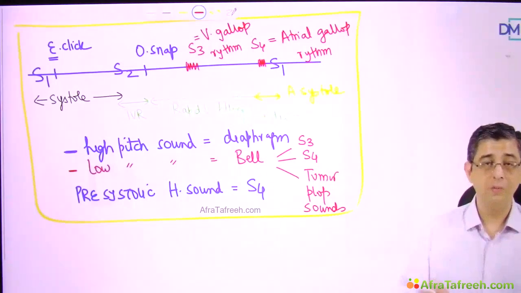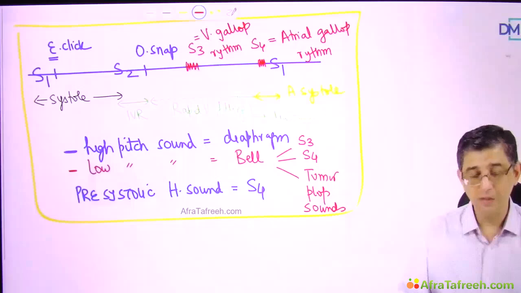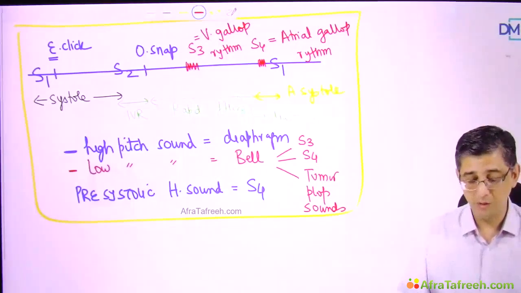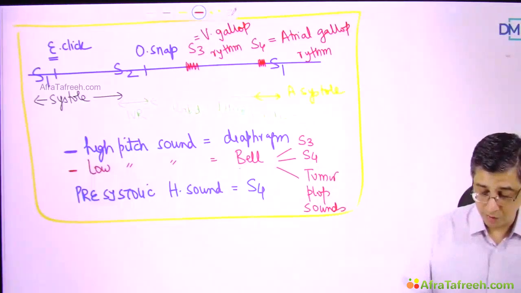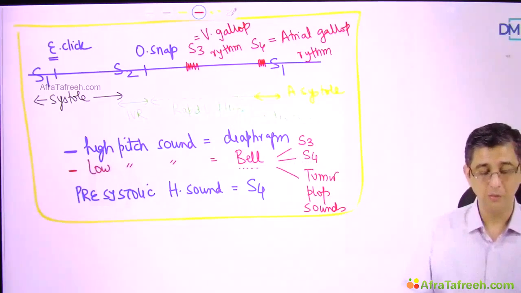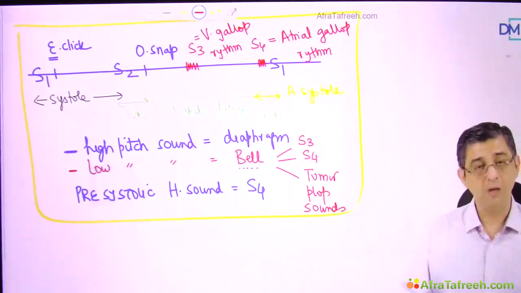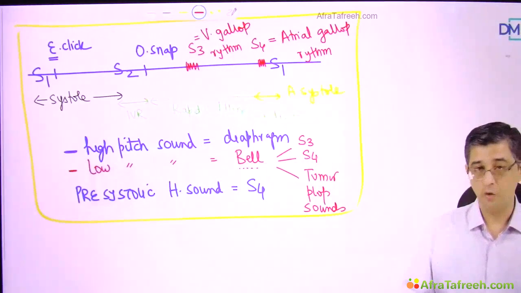I repeat my statement. There are 3 low pitch heart sounds in auscultation with respect to heart sounds: 3rd heart sound, 4th heart sound, and tumor plop sound. They are the ones which are going to be heard with the smaller side of the stethoscope. All other heart sounds are implied high pitch heart sounds, and here I've done a color coding also to highlight that the ones in blue are high pitch, that is diaphragm, and the ones in red are the bell. And the new thing that I've added is tumor plop sound.